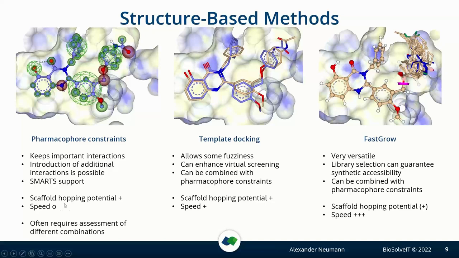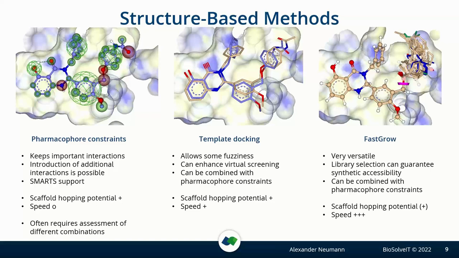The speed is okay-ish, more or less the same as docking, maybe a little bit slower. But what you should always keep in mind is that you should at least perform some assessment of different combinations of pharmacophores. In many cases, you should check if you really need those five constraints or if four constraints are more than enough, because the fewer constraints you apply, the higher the potential of scaffold hopping by the end of the day. And you should always check, by a leave-one-out method, if one constraint is actually affecting your docking or your prediction a little bit too much.